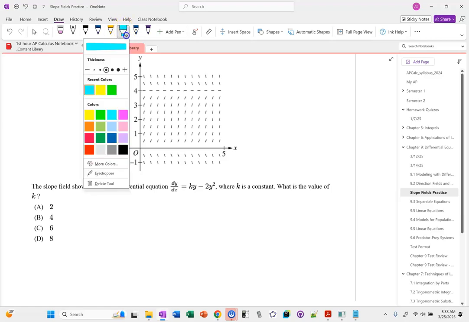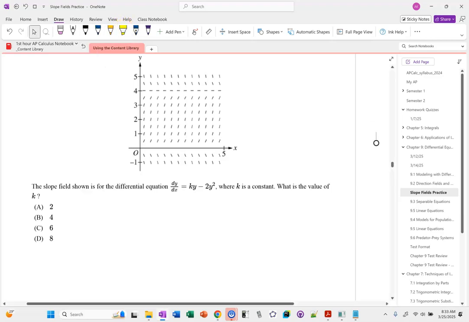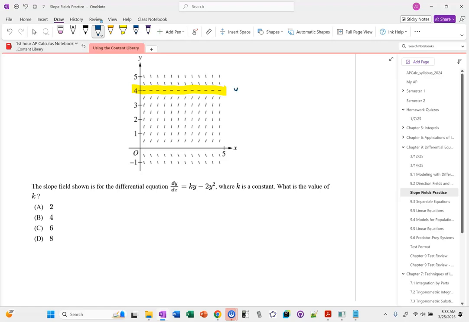What do you think we're going to need to use from the picture? What piece of information? The equilibrium value. What is that equilibrium value? Y equals 4. That's going to make the derivative then equal to 0. There we go. Everybody feel okay there? So k is going to equal 8. Feel good?